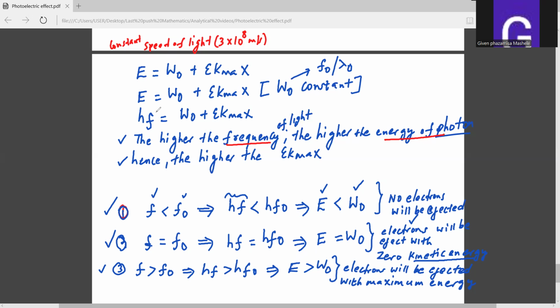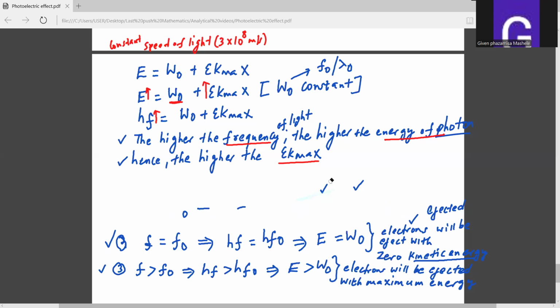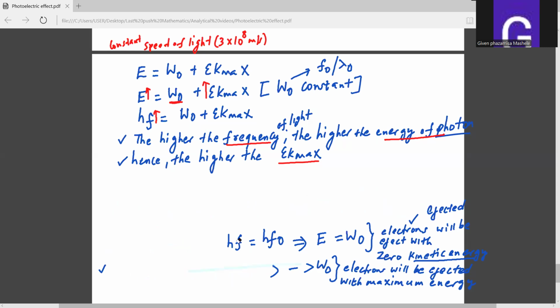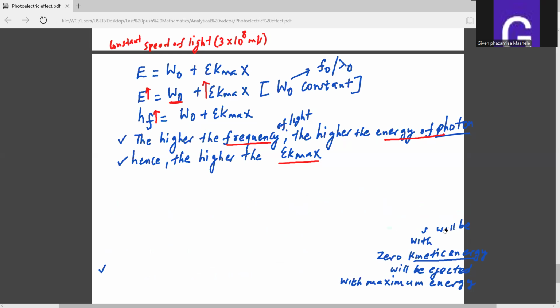So what does it mean? The higher the F, the higher the E. And the higher the E, the higher the EK max, if we assume that W naught is constant. So it means the energy of the photon and EK maximum are directly proportional. And these are exam typical questions, guys. If you want to increase EK max, you need to increase the frequency of light, or decrease its wavelength, because remember, the higher the frequency, the lower the wavelength. They're inversely proportional. So it's very important for you to know this.